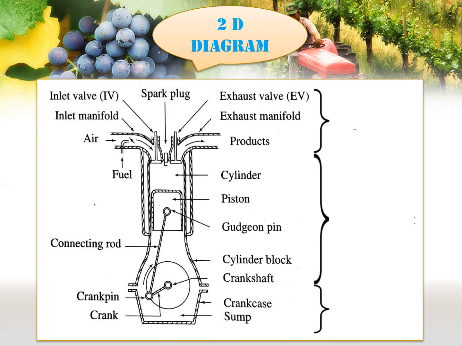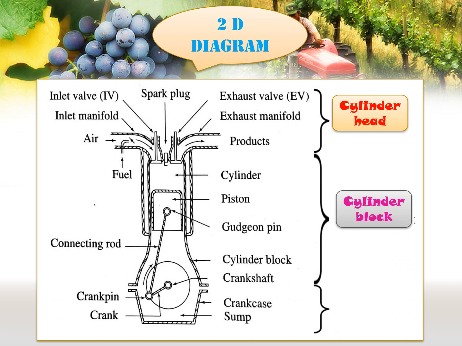It is the picture of internal combustion engine. Note down the parts of IC engine. Now we divide the IC engine into three parts. One is cylinder head. It is the top portion of IC engine and also covers the cylinder block. And the other is cylinder block. It is the middle portion of IC engine. And the last one is oil sump. It is the bottom portion of IC engine.